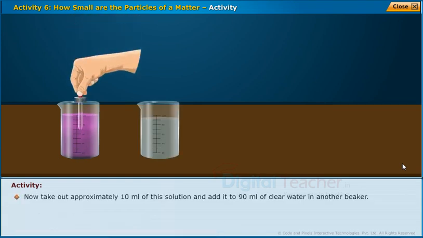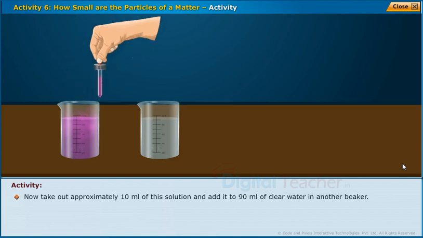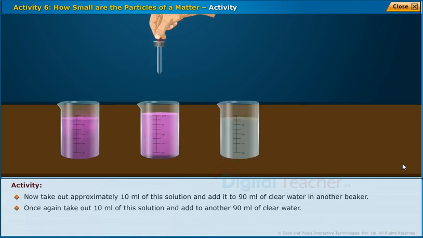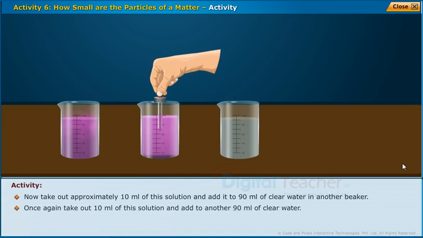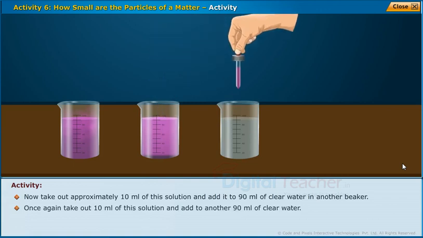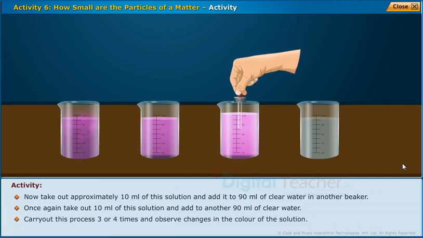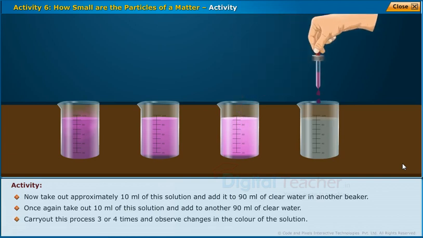Now, take out approximately 10 ml of this solution and add it to 90 ml of clear water in another beaker. Once again, take out 10 ml of this solution and add to another 90 ml of clear water. Carry out this process 3 or 4 times and observe changes in the color of the solution.